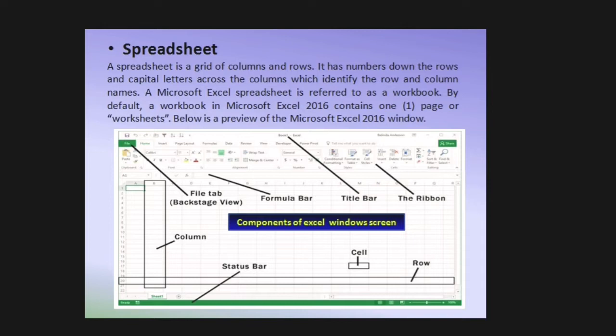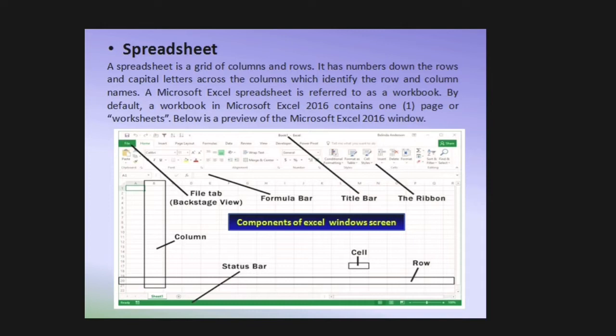Through this ribbon, if you want to execute any command, just click on any icon. After that, this is the formula bar. It will show the formula. The letter here, letter B, denotes column B. Number 20 denotes row number 20. This is a cell. A cell is actually the intersection of a row and a column. This is the status bar. It will show the status of your worksheet.